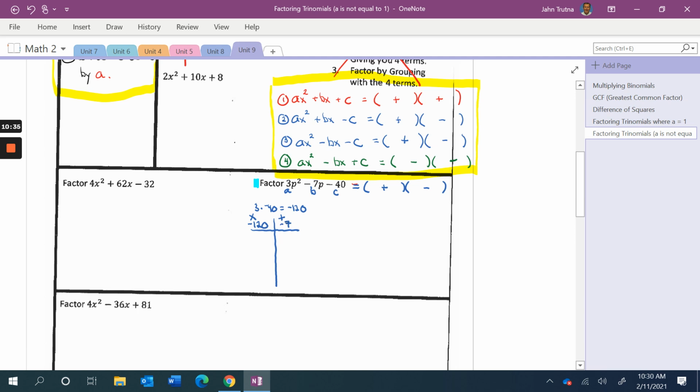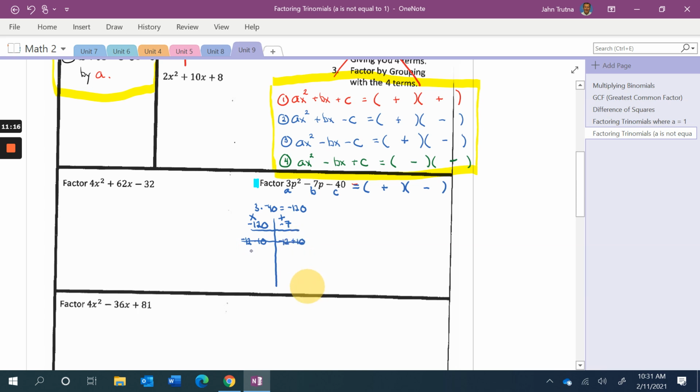Okay, and this is where you're going to have to play with numbers a little bit here, and a calculator would definitely come in handy, because this is not really going to come to you right away, super easy. So what you could do is say, okay, well, this is going to be hard, Mr. Trutna. So how about negative 12 times positive 10? Well, yeah, that multiplies to make negative 120, but the problem is negative 12 plus 10 does not add to negative 7. So you know that those aren't your numbers.